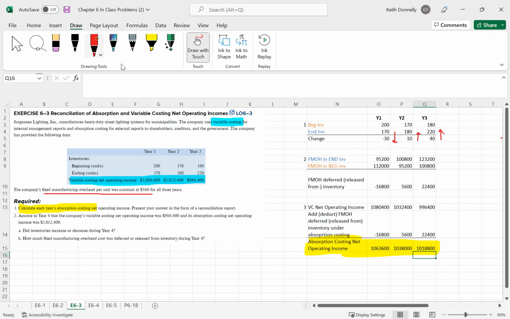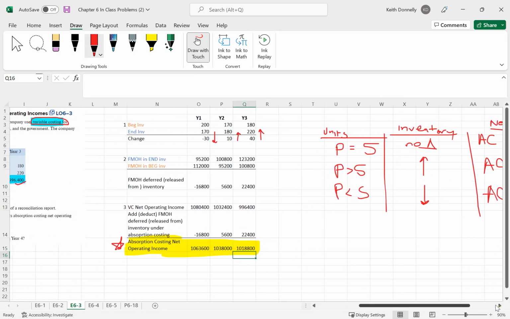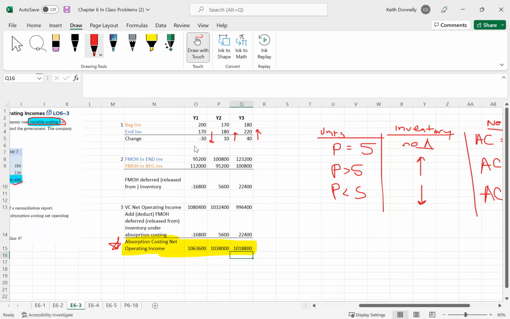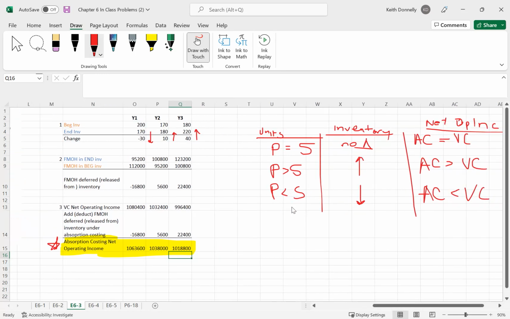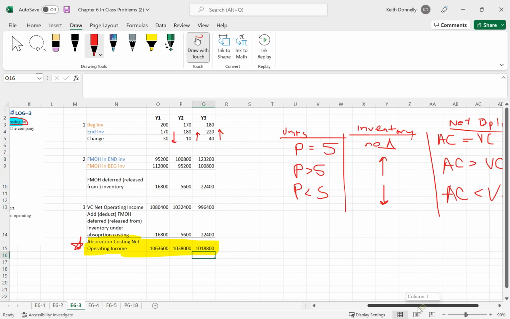Right, so here's the deal with this. We started with our variable costing income statement. We had net operating income of these three guys. We said the fixed manufacturing overhead was $560 per unit. We then had to get here. They said, can you please figure out your absorption costing income statement? So what we did is we looked at our change in inventory during the period. Did it go down? Was our production less than our sales? In other words, was our absorption costing income less than our variable costing income? Okay.